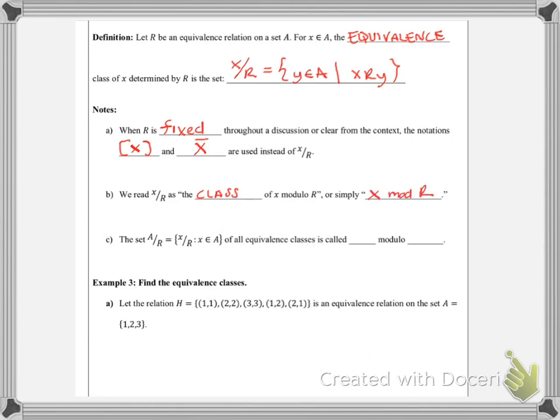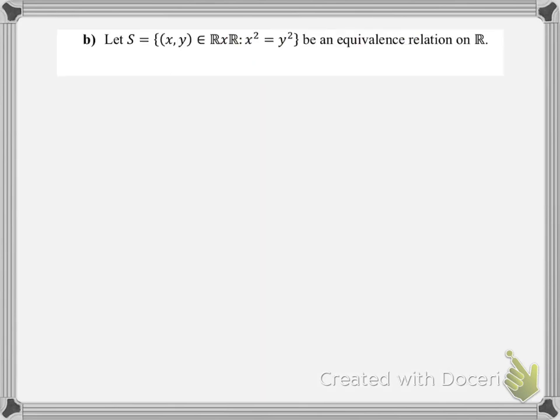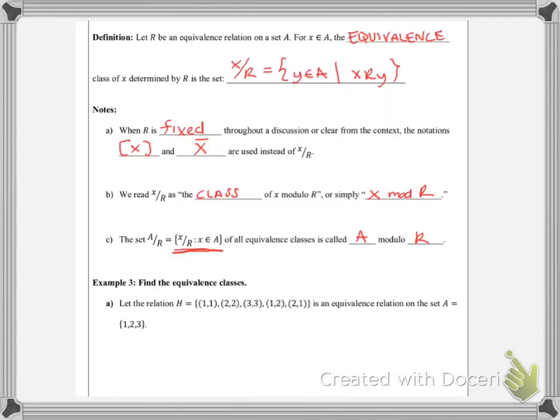And so the set A mod R is equal to {x mod R such that x belongs to A}. So this is the set of all equivalence classes, called A modulo R. Okay, so that's the set of all equivalence classes. All right, let's look. I guess I'm supposed to do example 3 here, just part a.